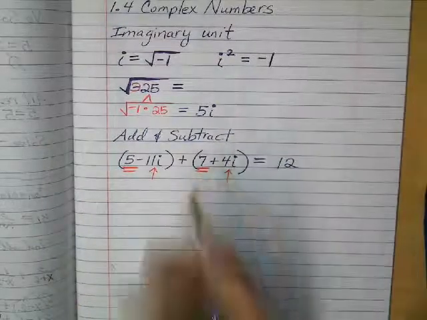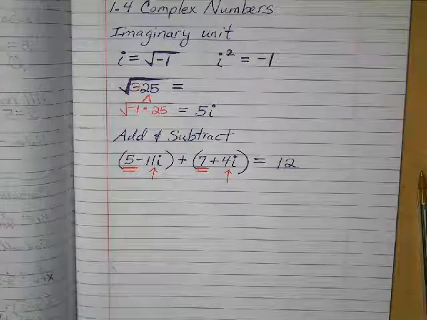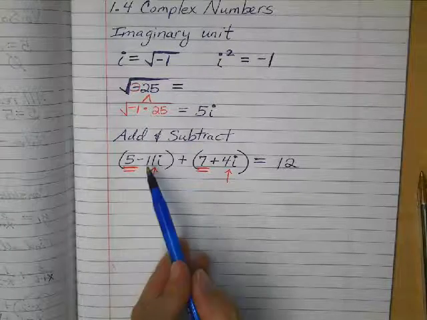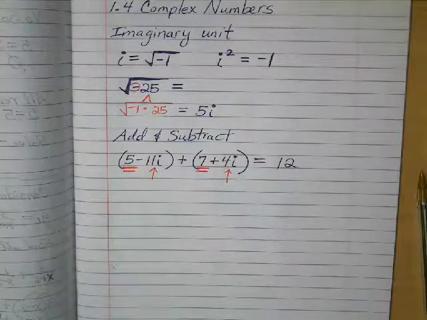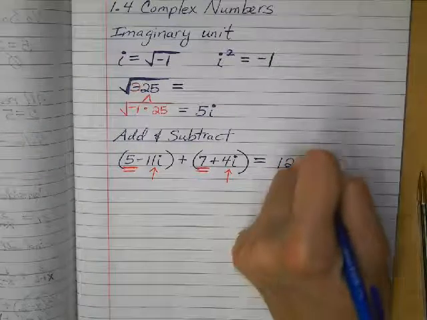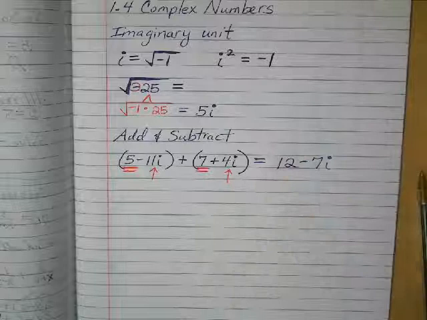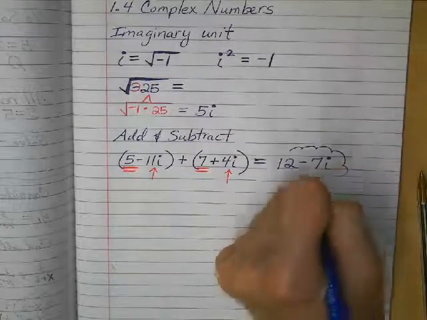Then do you see those other things that have i? That's the imaginary part. Can you add the imaginary parts of the problem? But see, it's negative 11i plus 4i. What's that? Negative 7i. And that's it. That's it.